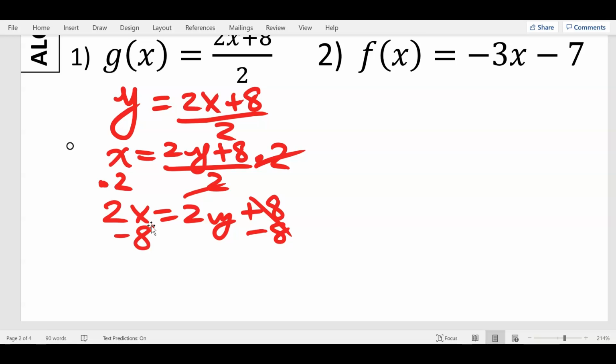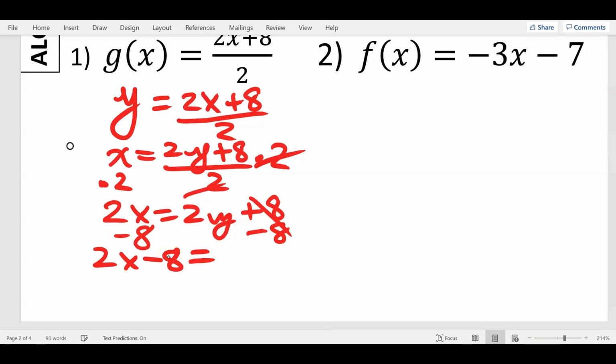You don't know? It's 2x minus 8. Remember, x's? If it was 2x minus 8x, don't make that weird noise. All right, so 2x minus 8 is 2x minus 8.